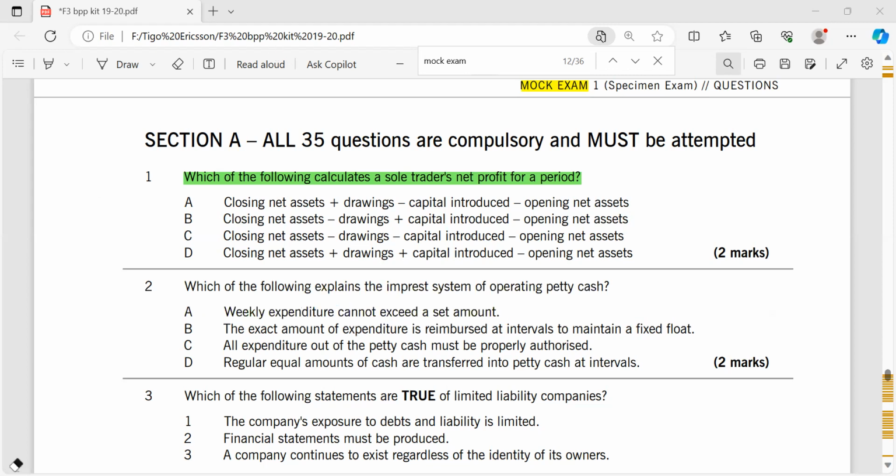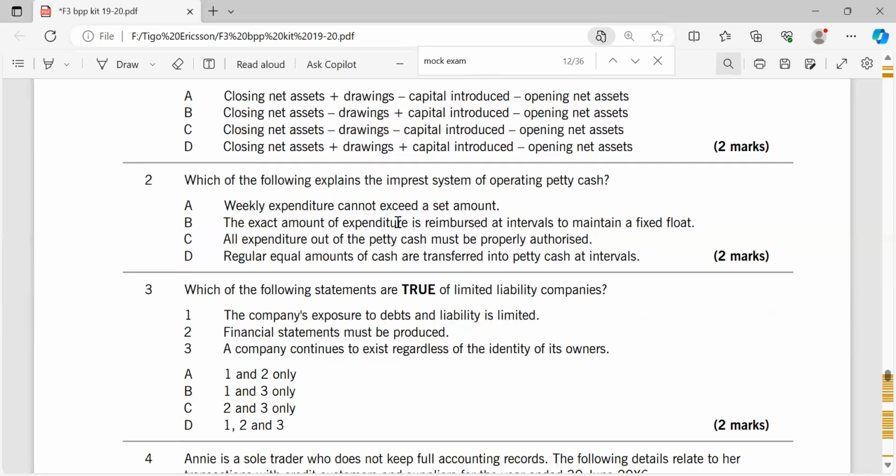All right, what does the next question say? It says, which of the following explains the imprest system of operating petty cash? Now, how do we deal with this imprest system of operating petty cash? You know that when dealing with petty cash, let's say $500 are given into the system, $500 are provided. So I could say at the start, I'm given $500.